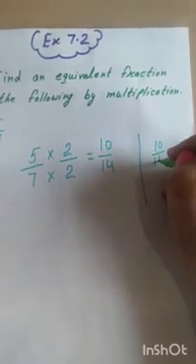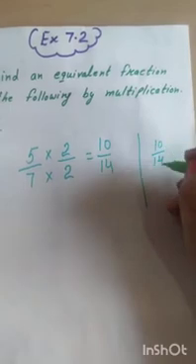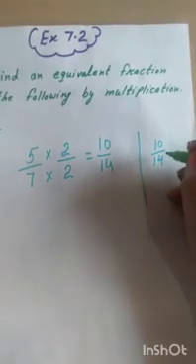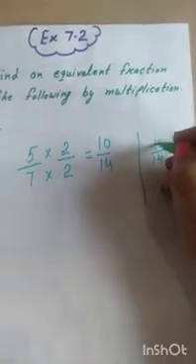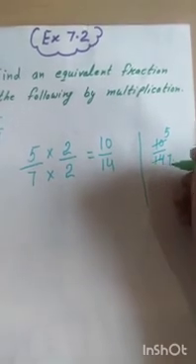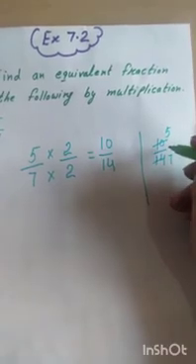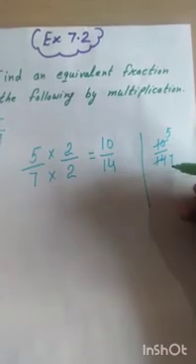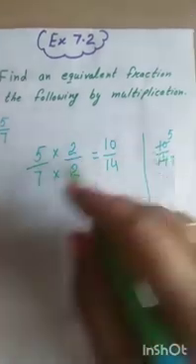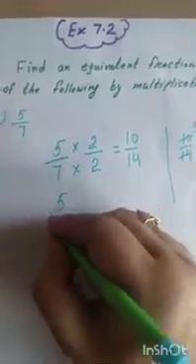Here I have 10 by 14. If I want to reduce it, 10 and 14 both come in the table of 2. I will cut them. 2 5s are 10, 2 7s are 14. Now you can see its last value will be 5 over 7, and that will be the same. In this way you can find any equivalent fraction.